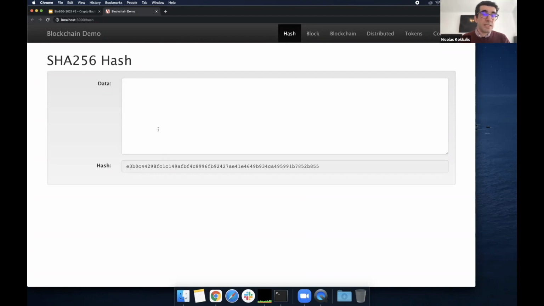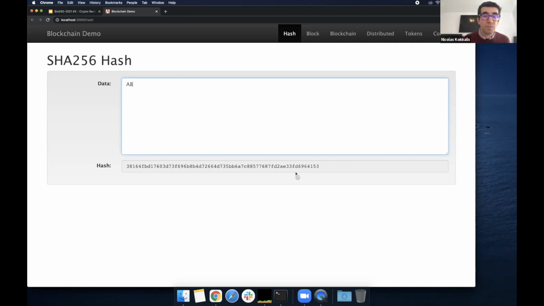But I like it because it's very visual. So here's an example. If I put as data the letter A, then I'm getting a hash, this hash down here. If I change this, then the hash changes significantly.